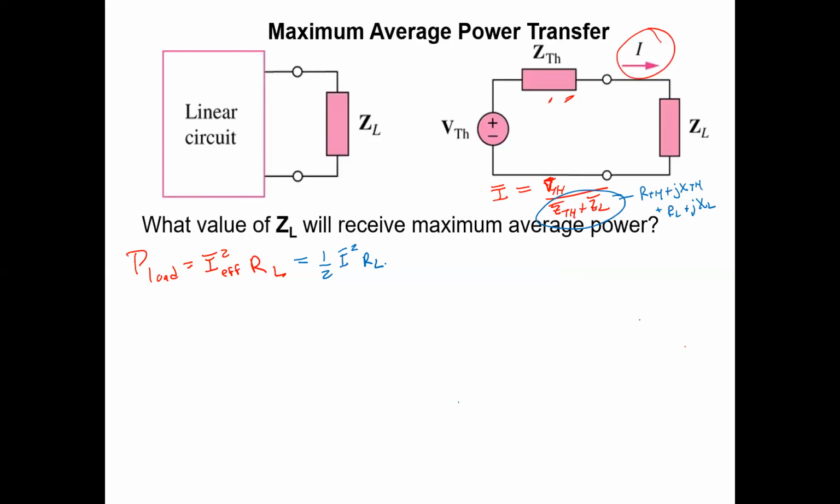So we can take I Thevenin and find out that that is V Thevenin over Z Thevenin plus ZL, right? And we square that, and we're going to get V Thevenin squared over those guys. So this is sort of setting us up for the square of that. So we can rewrite the power of the load in terms of our V Thevenin. It's a little more convenient that way.